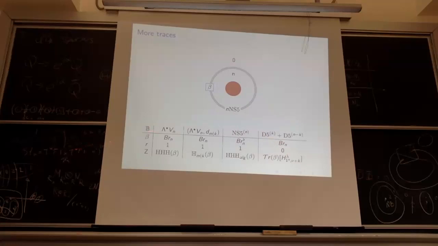The NS5 branes over here give you braid. Now, the braid always comes from the stack of NS5s. I don't do anything here, but I can change stuff in the middle. That's my choice. And it turns out that if you make some intelligent choices, you can get more invariants, more interesting invariants.